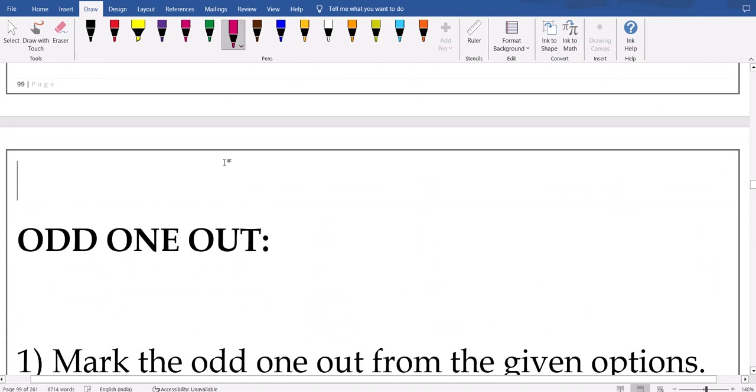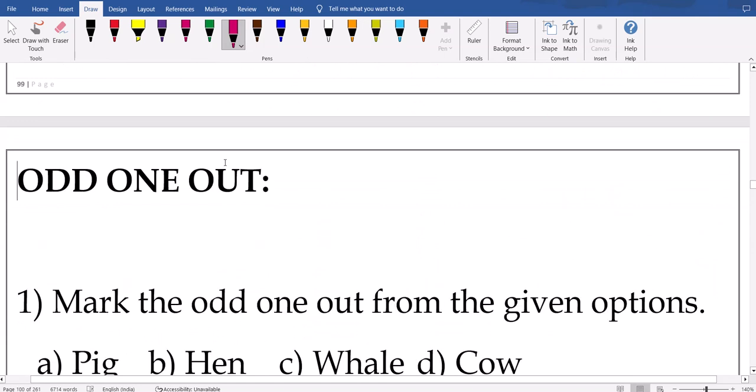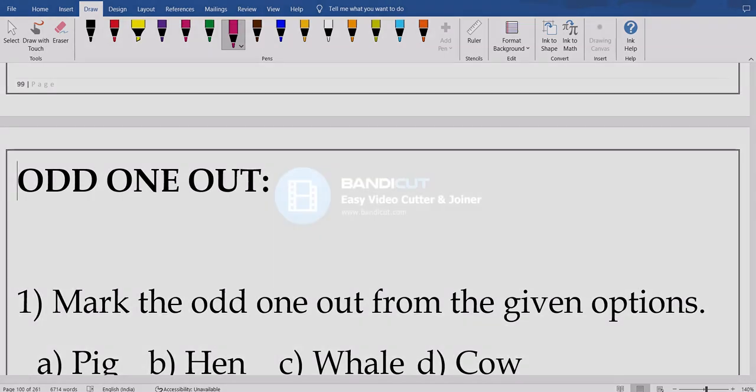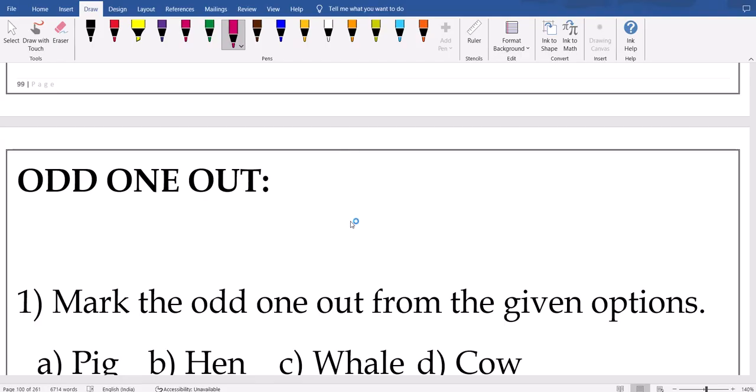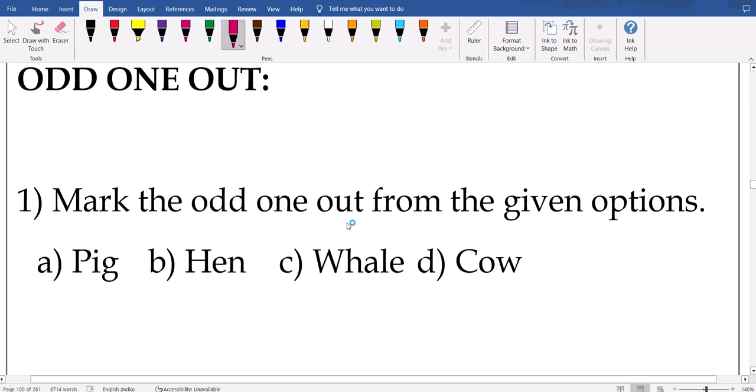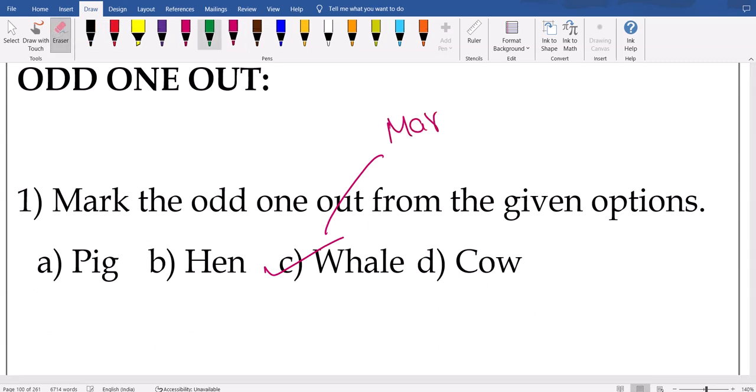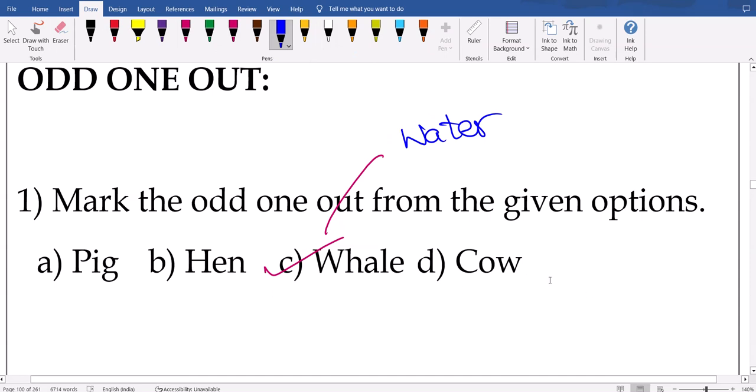So next, odd one out. Analogy, odd one out series, they are asking, kindly focus. Odd one out concept. So here, option C. This is marine, so water related. Marine related animals are fine. So the remaining all, pig, hen, and cow, are land animals.